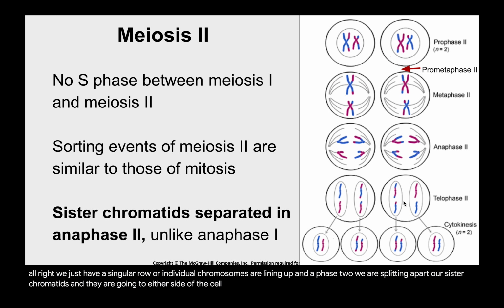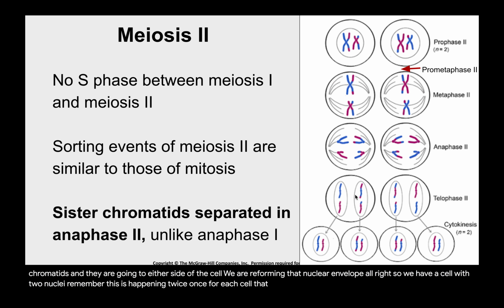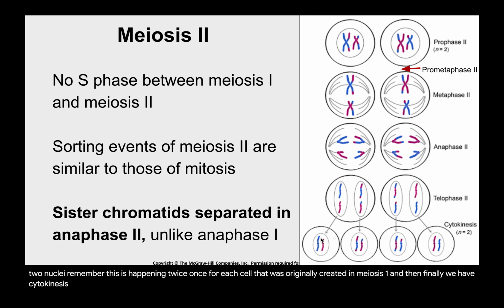In telophase 2, we are reforming that nuclear envelope. All right, so we have a cell with 2 nuclei. Remember, this is happening twice, once for each cell that was originally created in meiosis 1. And then finally, we have cytokinesis, and we are forming our gametes at this point. They are haploid. They only have 1 chromosome, and they are ready to go on to be used in fertilization.